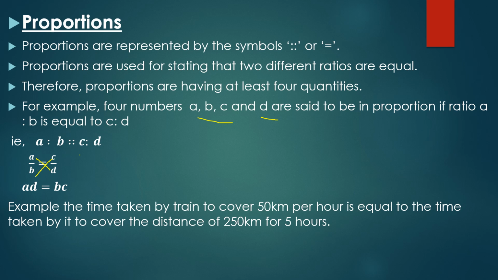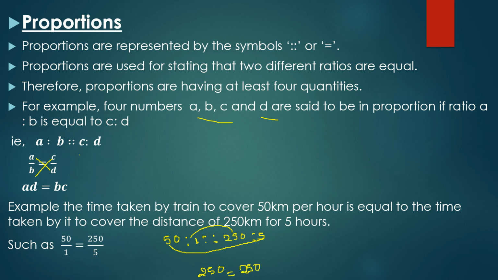For example, the time taken by the train to cover 50 km at 50 km per hour is equal to the time taken by it to cover the distance of 250 km in 5 hours. That's because 50 by 1 is equal to 250 by 5. So we can write it as 50 is to 1 proportional to 250 is to 5. That is because the product of 50 and 5, which is 250, will be equal to the product of 1 into 250, 250. Since these products are equal, these four numbers are in proportion.